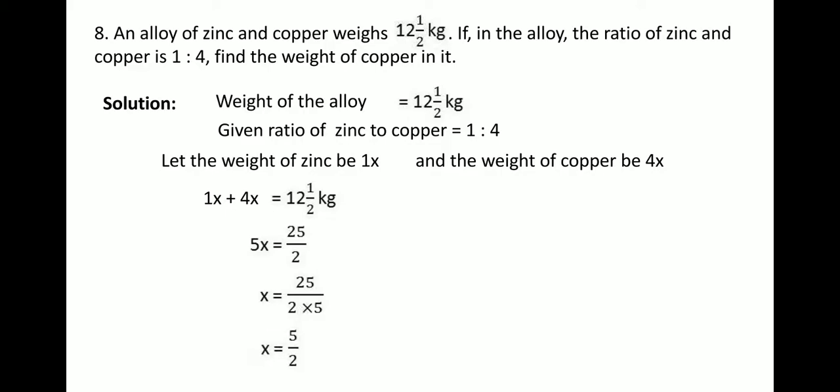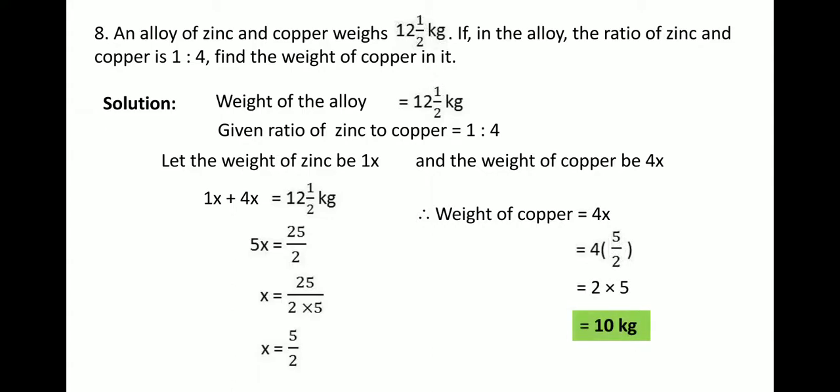Now since we need to find only the weight of copper in the alloy, so we can write the weight of copper, which is equal to 4x. Here we have assumed, okay, 4x. So 4 times x means 4 times 5/2 because the value of x is 5/2. So 2 can cancel 4 2 times. So 2 and 5 gets multiplied and 2 times 5 is equal to 10 kg. And that is the required answer.